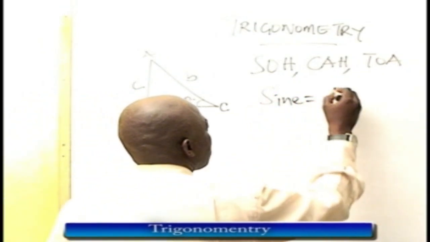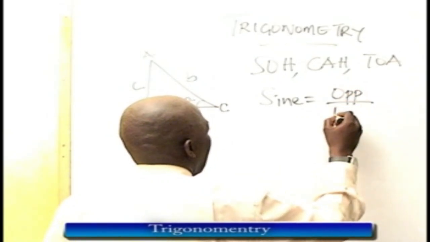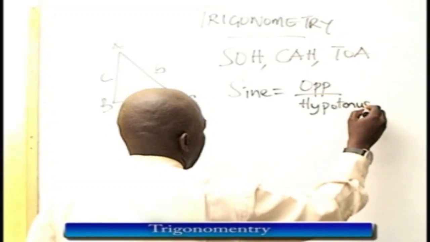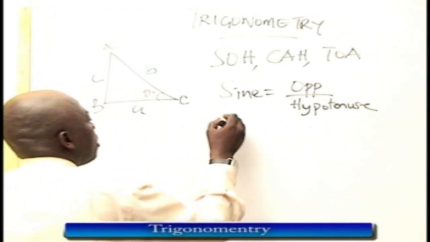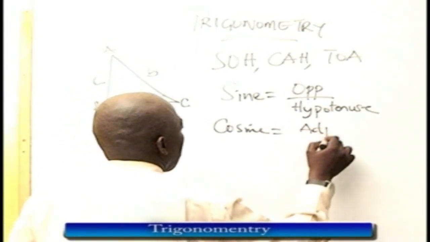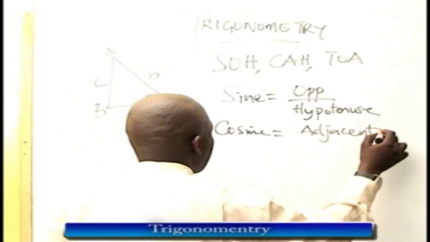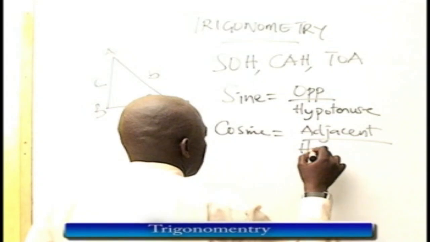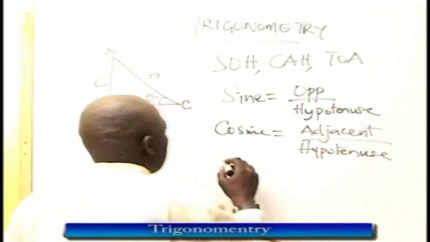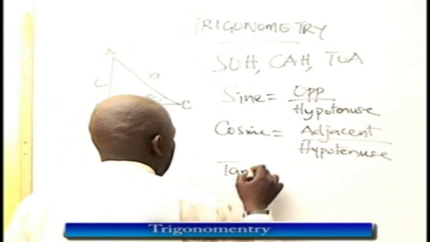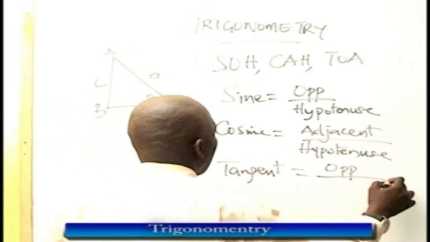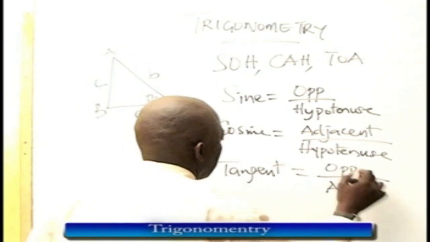Sine equals opposite over hypotenuse. I already taught you Pythagoras theorem, and so all these things I'm writing will not be strange to you. Then we have cosine equals adjacent over hypotenuse. Again, we have tangent, which is equal to opposite over adjacent.